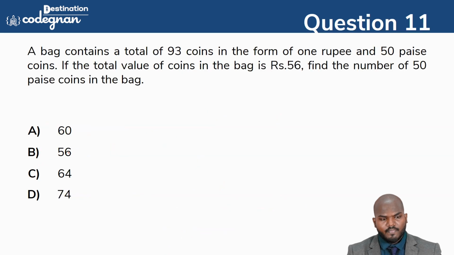Okay. So probably there is a bag containing a total of 93 coins in the form of 1 rupee and 50 paise, and if the total value of the coins in the bag is 56 rupees, then find the number of 50 paise coins.